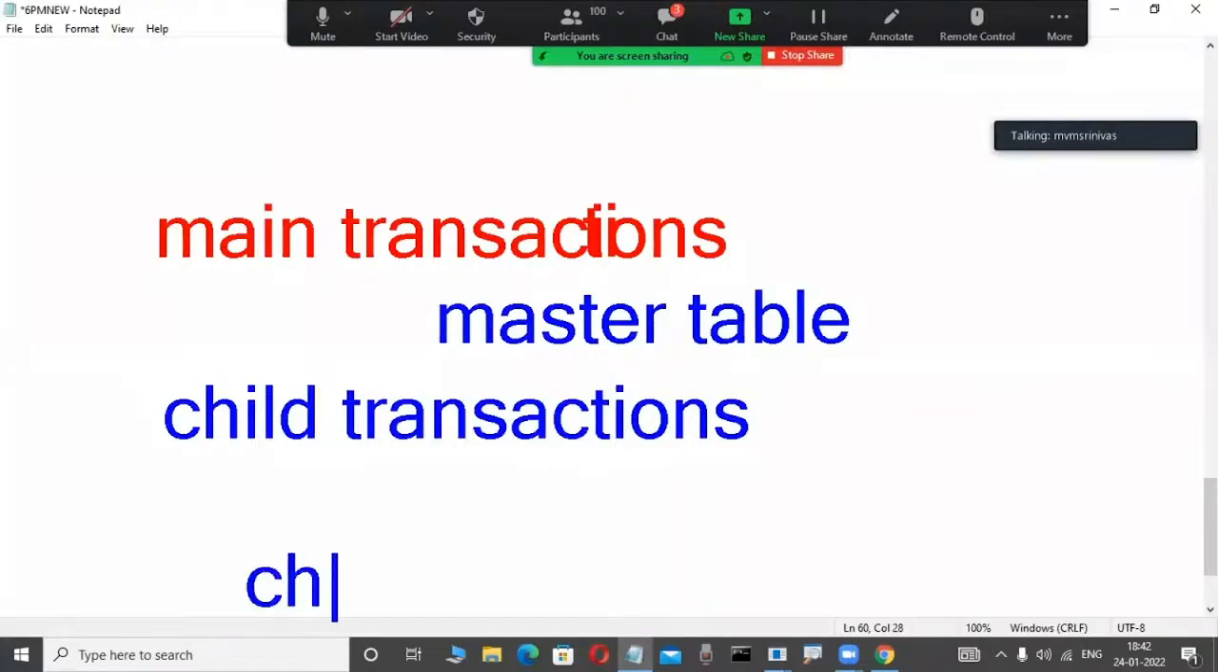Stored in where? Child table. Okay, fine. For example, observe here. Main transactions are stored in the master table. Related child transactions are stored in where? Child table or detail table.